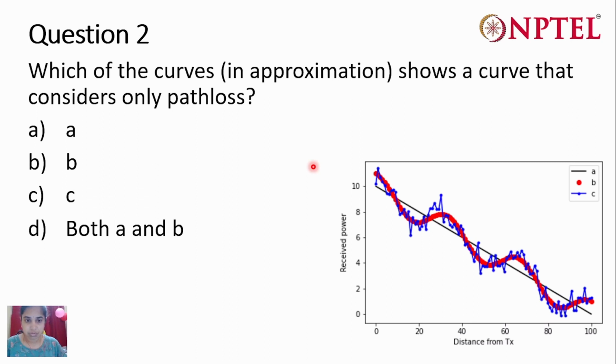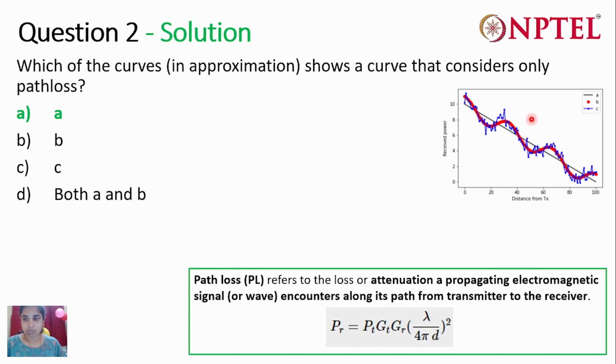I think the rest of it is noise. Yeah, right. So one will be shadow loss, the other small scale fading and all those. So for now, the answer is A. That considers only path loss is A.